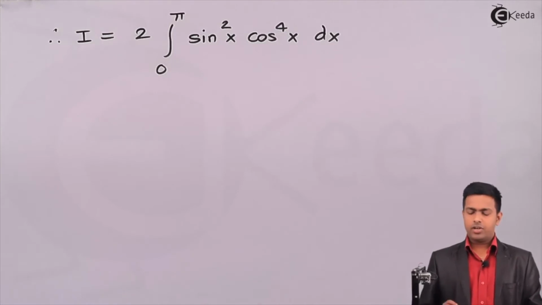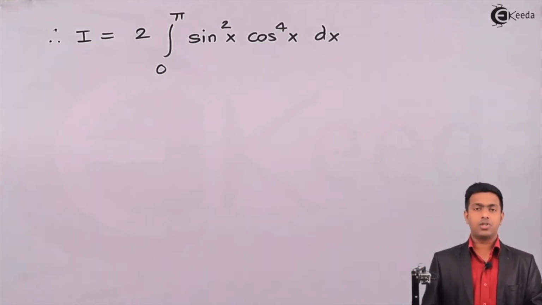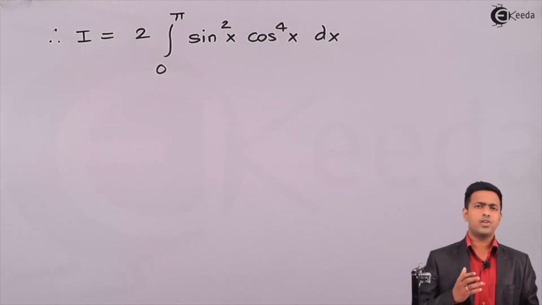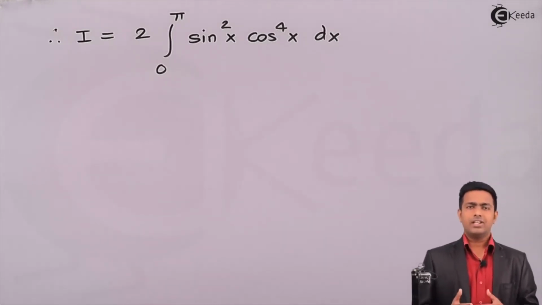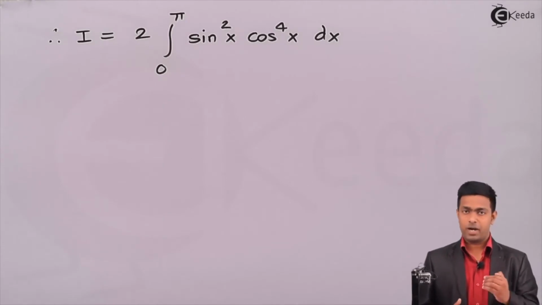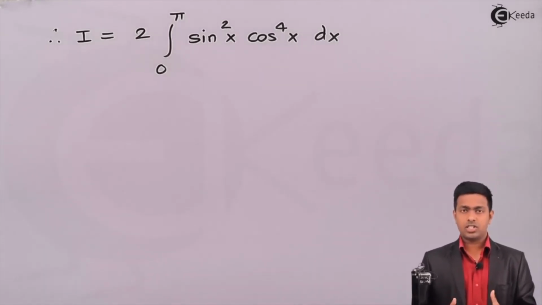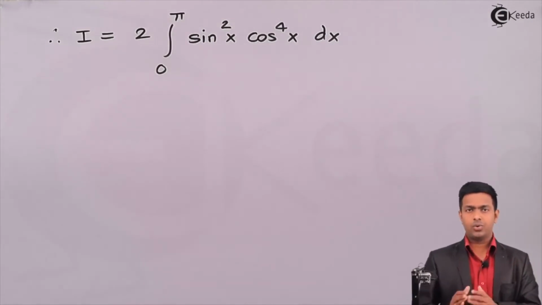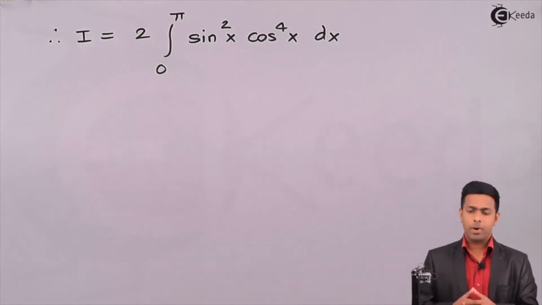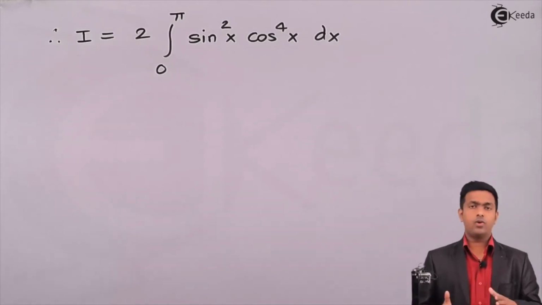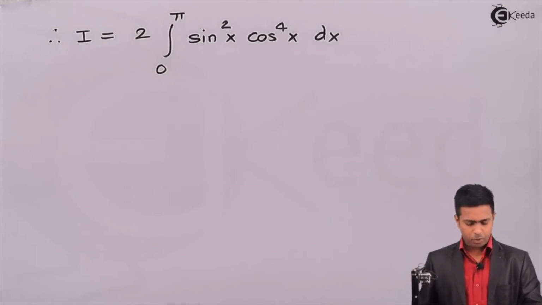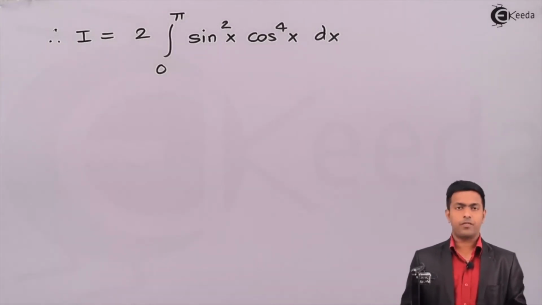Now guys, here we got the integration from 0 to pi, but if I want to apply the definition of beta function, then the limit must be from 0 to pi by 2. So now the question is how to make it from 0 to pi into 0 to pi by 2. For this we will use one more property of definite integration. So what is the property? Here I'll write the property for you.